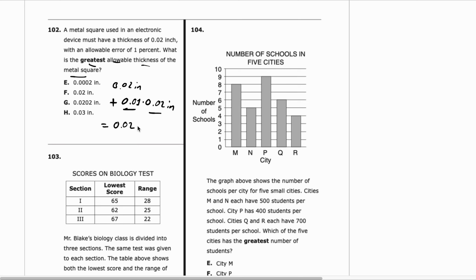So let's actually evaluate this. So this would be 0.02 plus, and this is basically just saying 0.02 times 0.01. That's just dividing 0.02 by 100. So you just add 2 more zeros, right? So it would be 0, 0, 0, adding 2 more zeros. Okay, so then this would be 0.0202. So that would be the greatest allowable thickness.